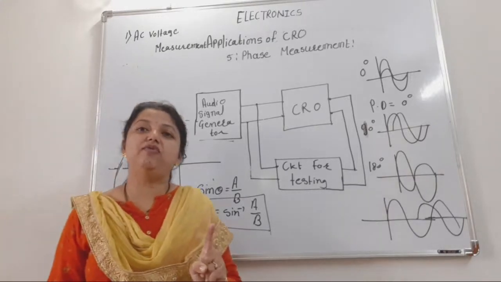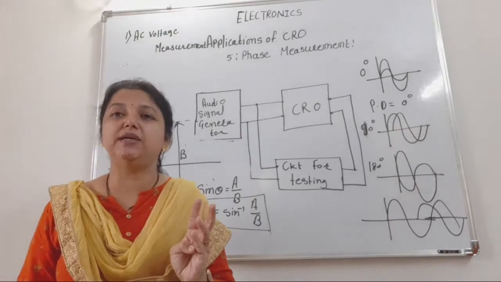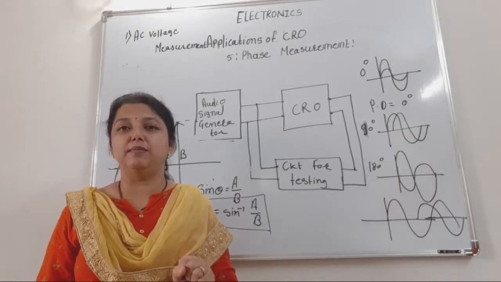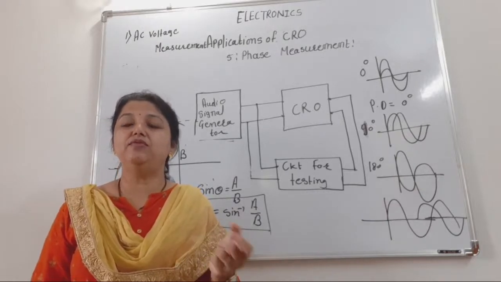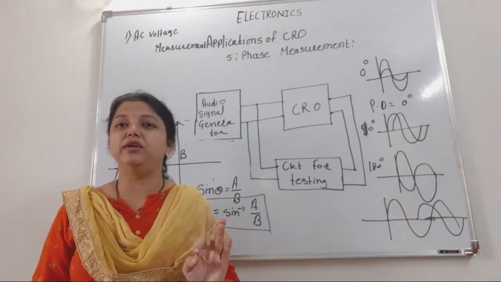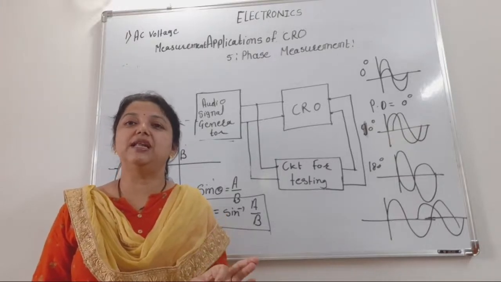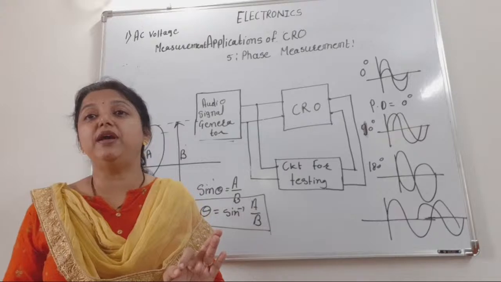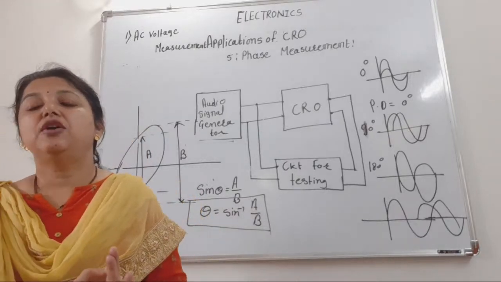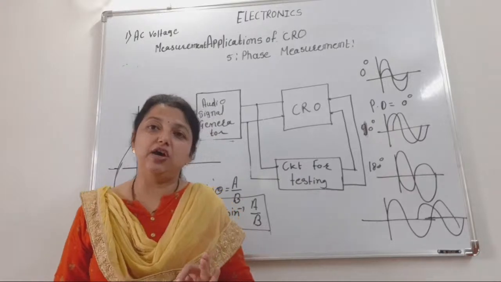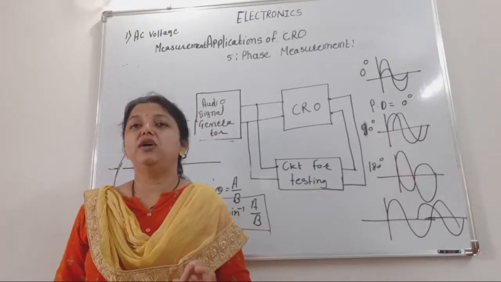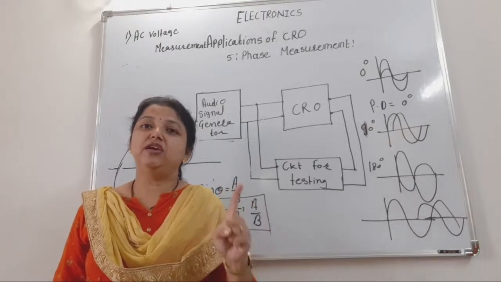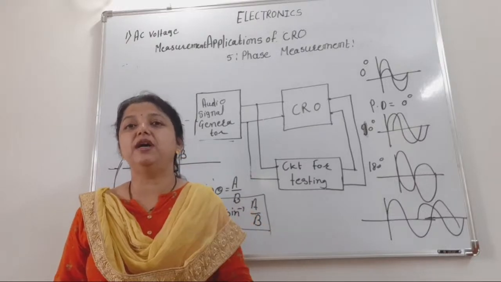At that time there is freedom for you: you may explain AC voltage measurement, DC voltage measurement, time period measurement, frequency measurement, or phase measurement, whichever one you are comfortable with. But if the question is like explain AC voltage measurement by CRO, or frequency measurement by CRO, or phase measurement by CRO, then you have to explain that typical application. This is one theory question, and maximum time there is one numerical on this.